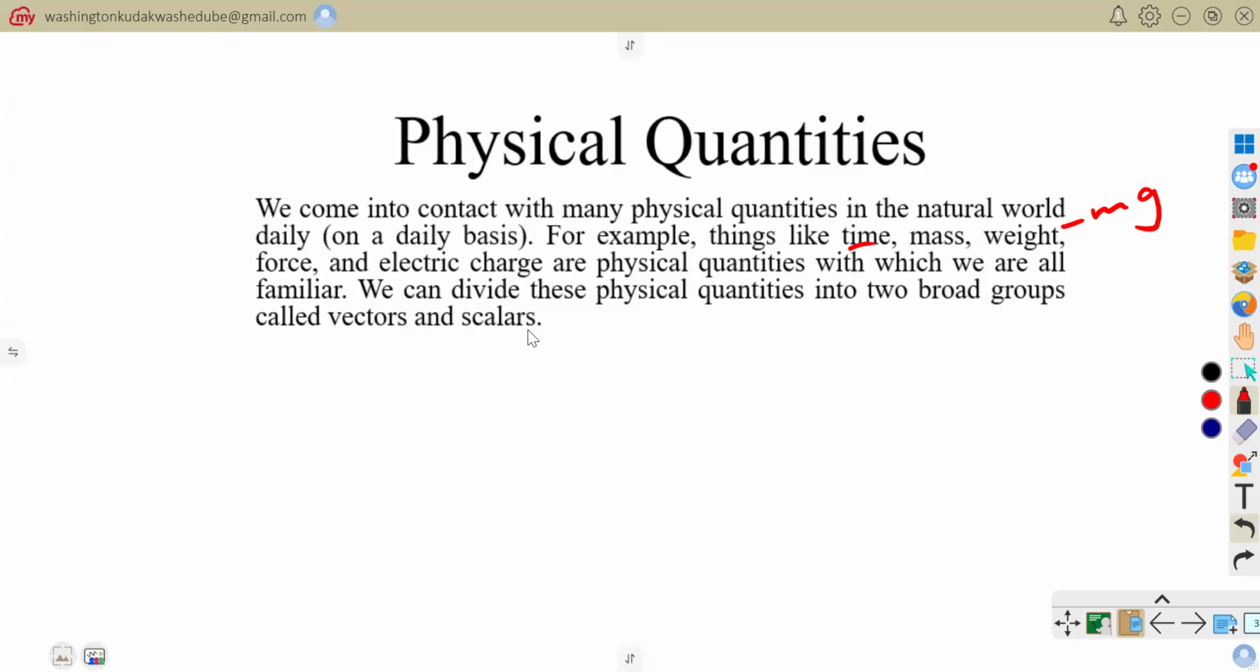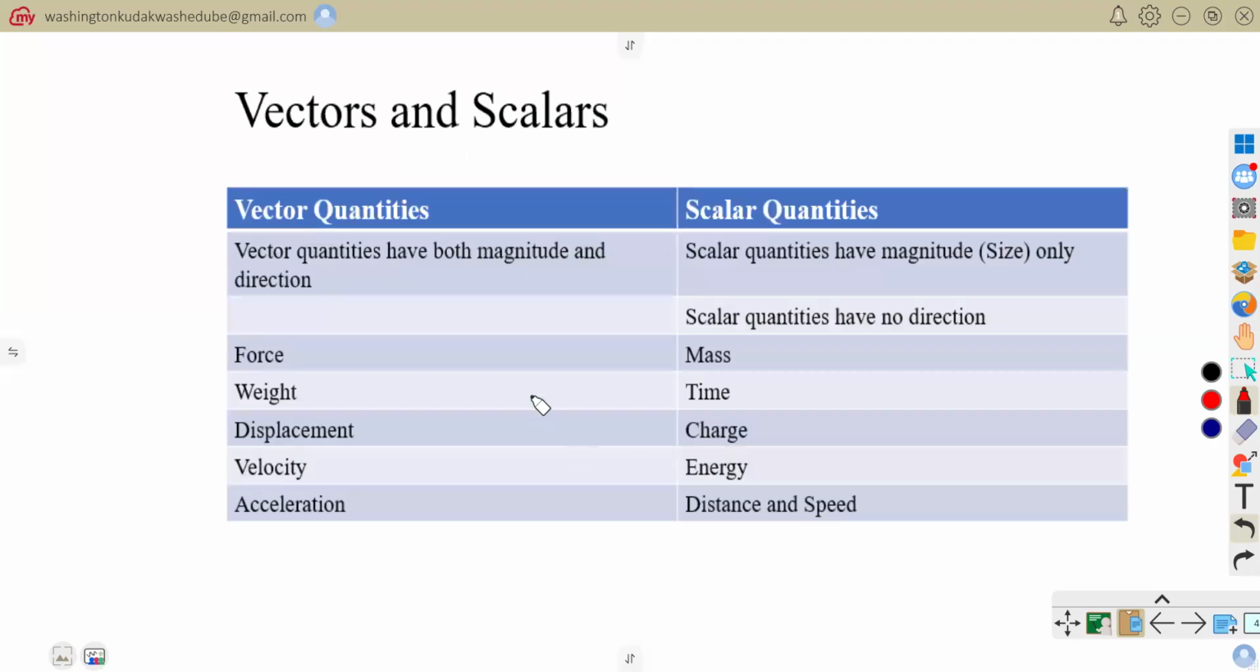So you will see that we break these physical quantities down into two broad groups, which we refer to as vectors and scalars. We usually call these vector quantities and scalar quantities. And what are vector quantities and what are scalar quantities? Vector quantities are quantities that have both magnitude and direction, or quantities that can be fully described by mentioning both magnitude and direction.